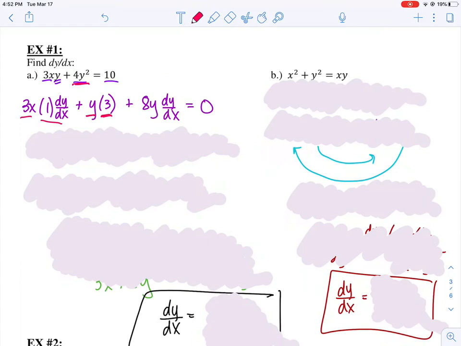And now be careful on this right side. The derivative of any constant should be 0. So make sure you don't keep it at 10. Make sure that you continue to find the derivative of each little piece. That's another common mistake that I see students making, so be careful.